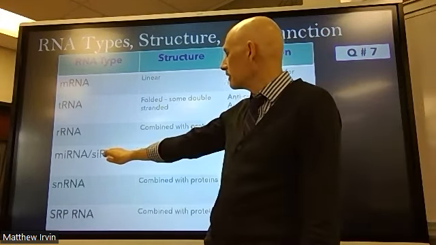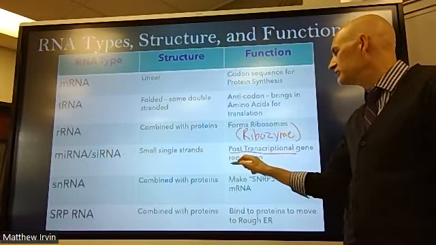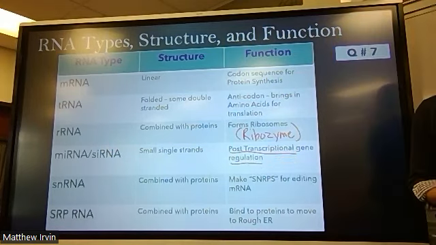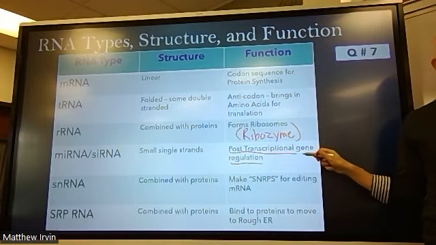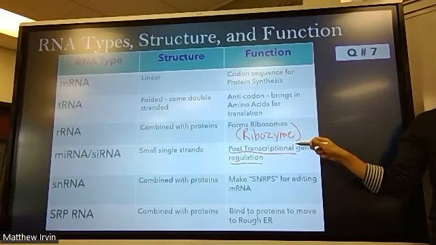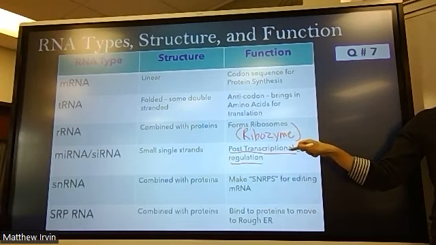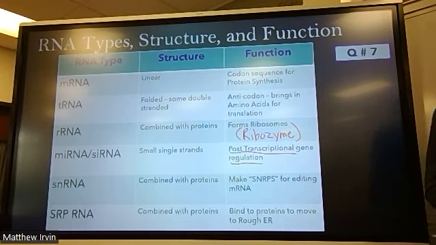MicroRNAs and small interfering RNAs. This is post-transcriptional gene regulation. So what do we mean by post-transcriptional? Not post-translational, post-transcriptional. So after the mRNA has been made, this shuts down the mRNA, so it stops making the protein. Pre-transcriptional regulation would be things like the operon systems and the enhancer and silencing sequences.